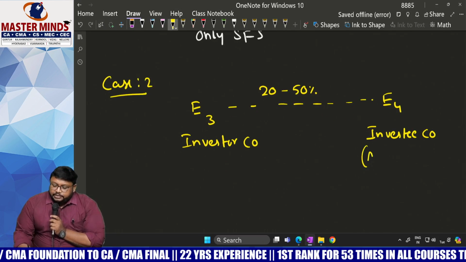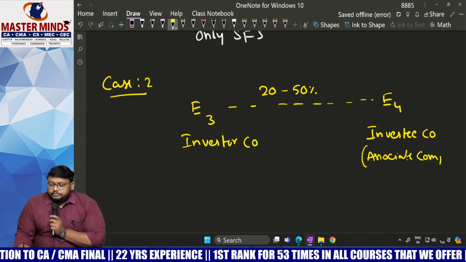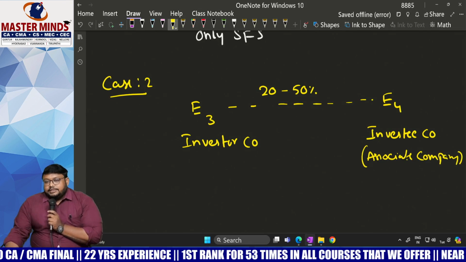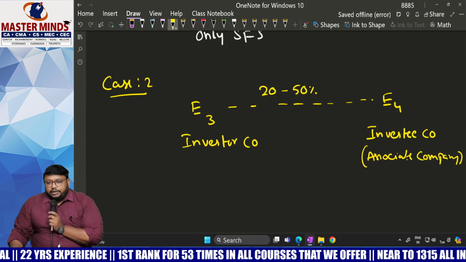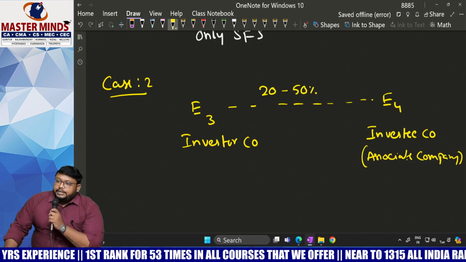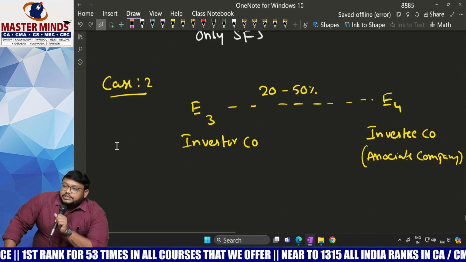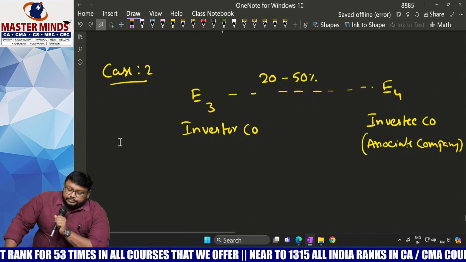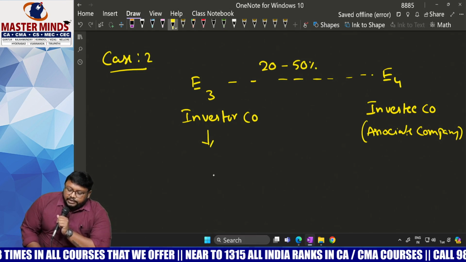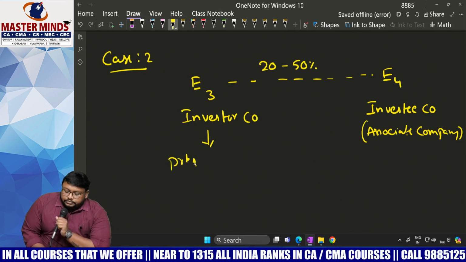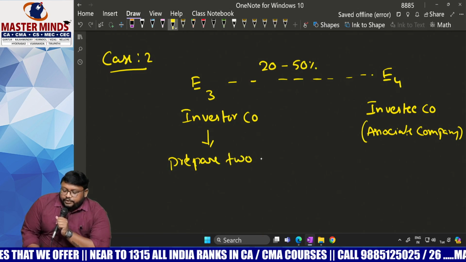Investee company will be the associate company. So this investment will be considered as investment in associate company. So when you have a stake of more than 20%, up to 50 percentage, then we can say it is investment in associate company. So next, in such conditions, the investor company will prepare two financial statements.